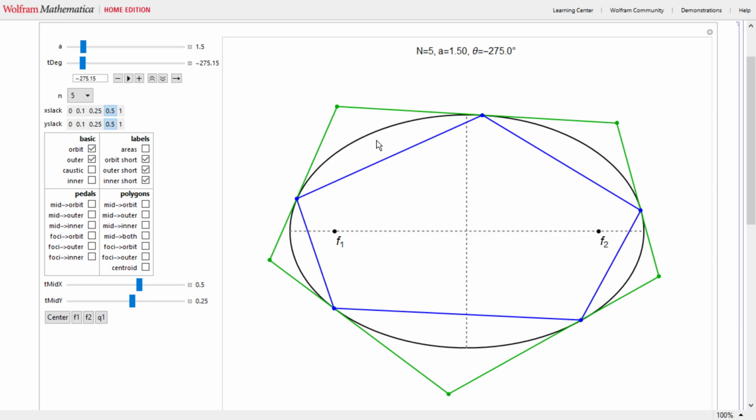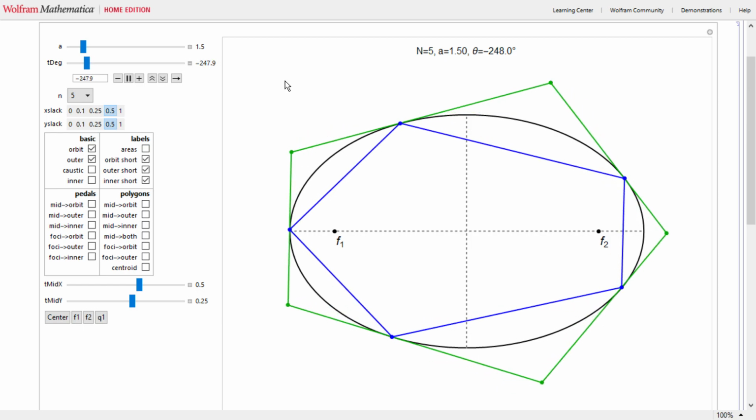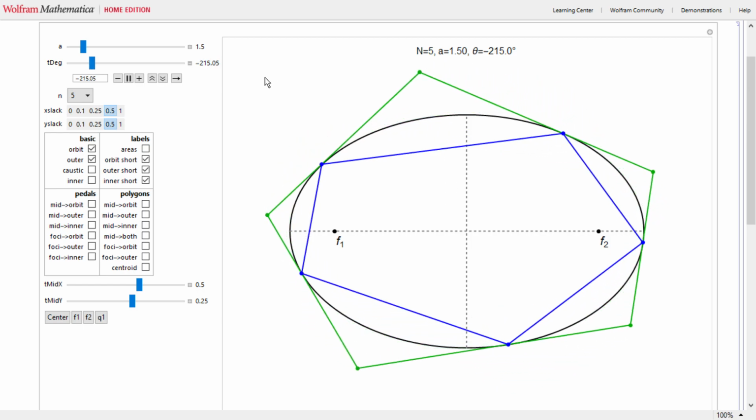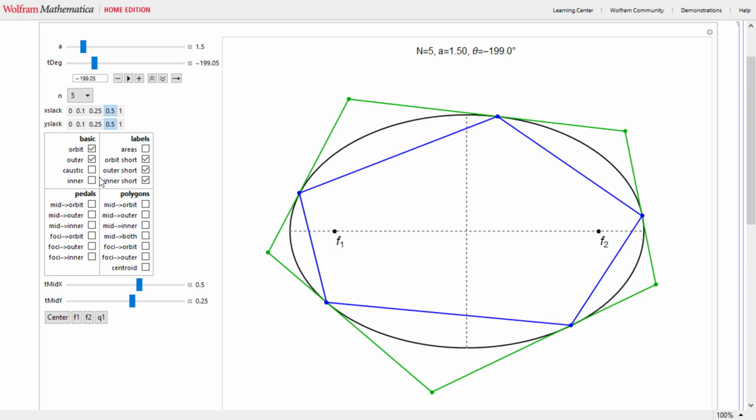So this is the polygon which has sides which are tangents to the ellipse, in this case at the 5-periodic vertices, right? So we can observe that. In fact, there is a third, directly associated polygon, which is the inner polygon.